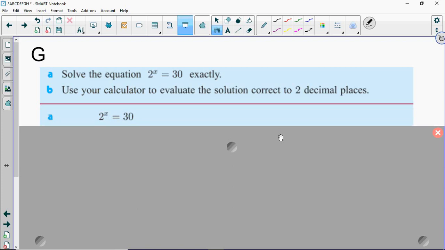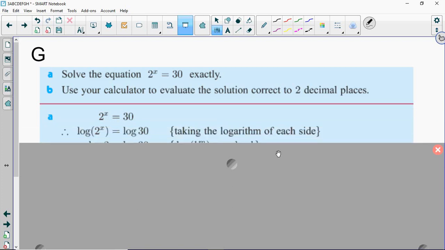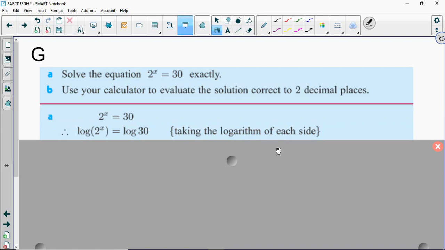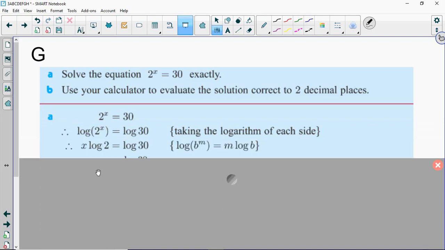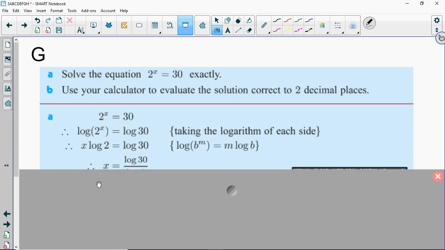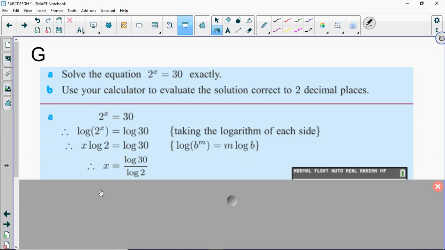So we have 2 to the x equals 30. 30 is not a power of 2, so we use logarithms. They're taking the log base 10 on both sides. Okay, that's where we're allowed to do that. And then, because x is an exponent now, we're going to take that out using that property, and then we're going to divide by log base 2, and then we get this exact answer. x is equal to the log of 30 divided by the log of 2.